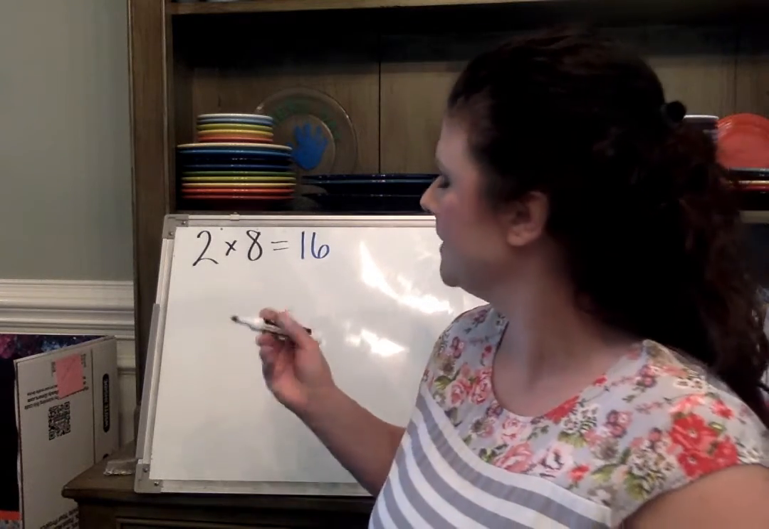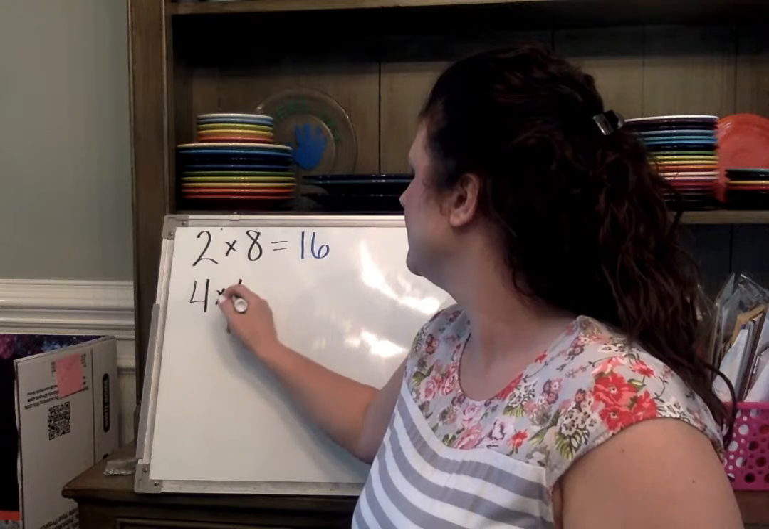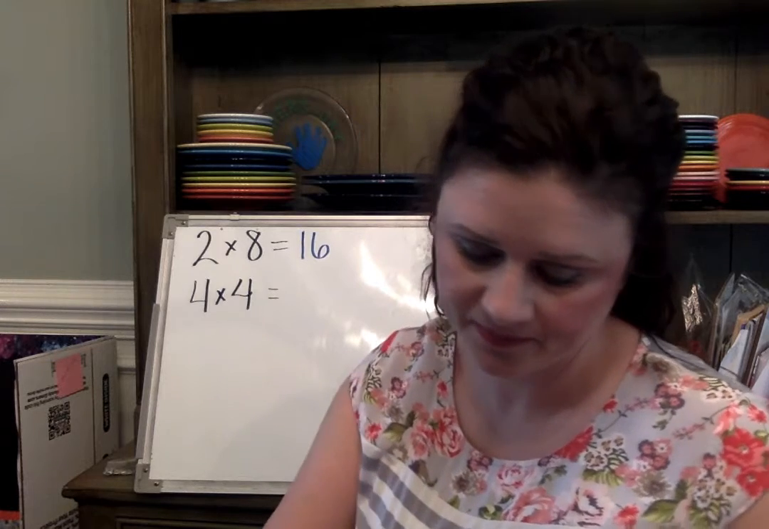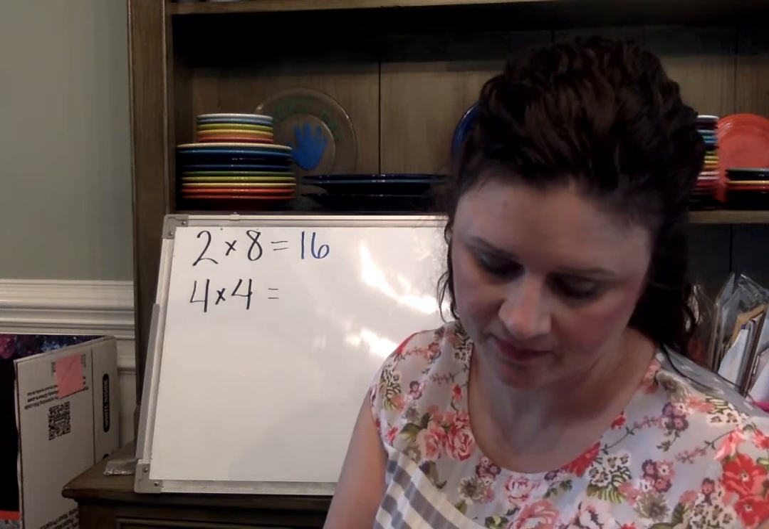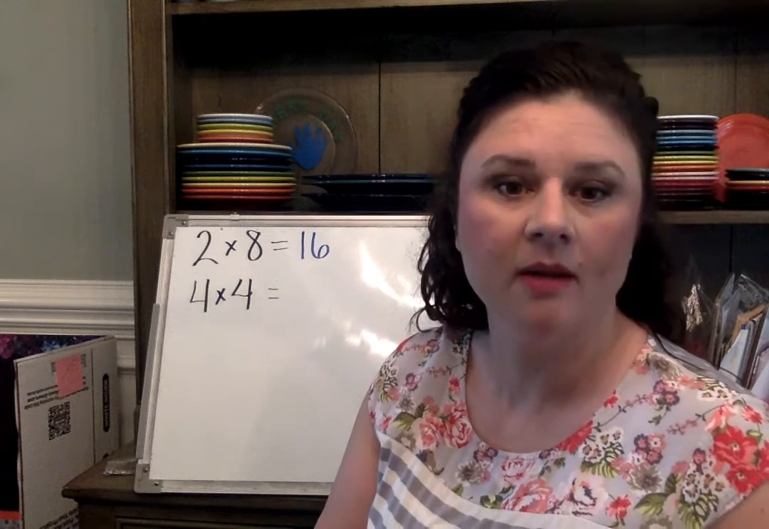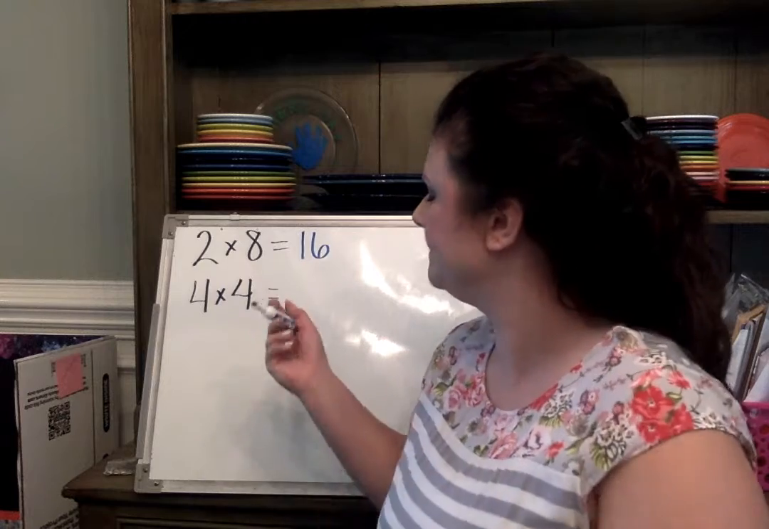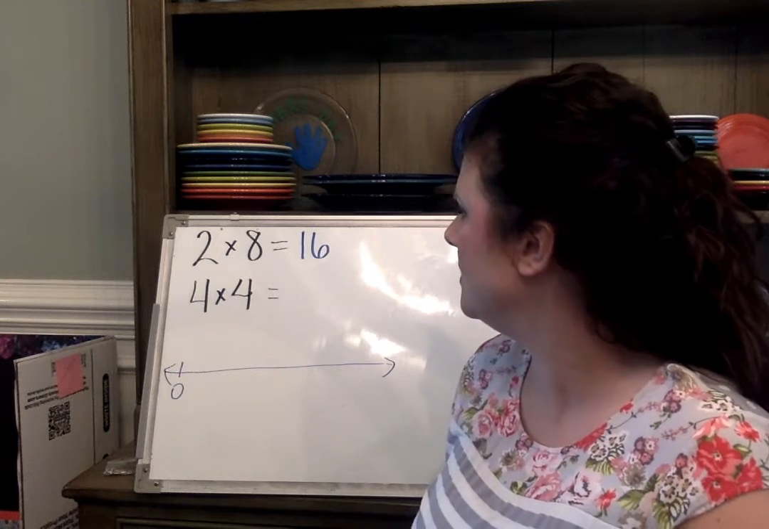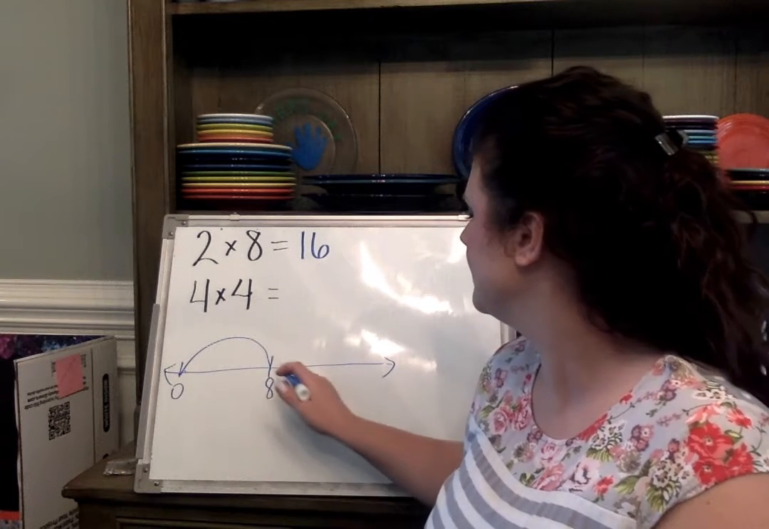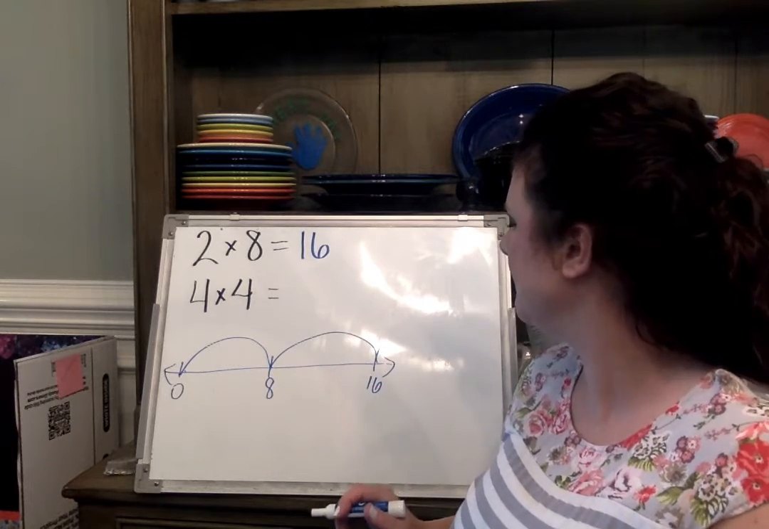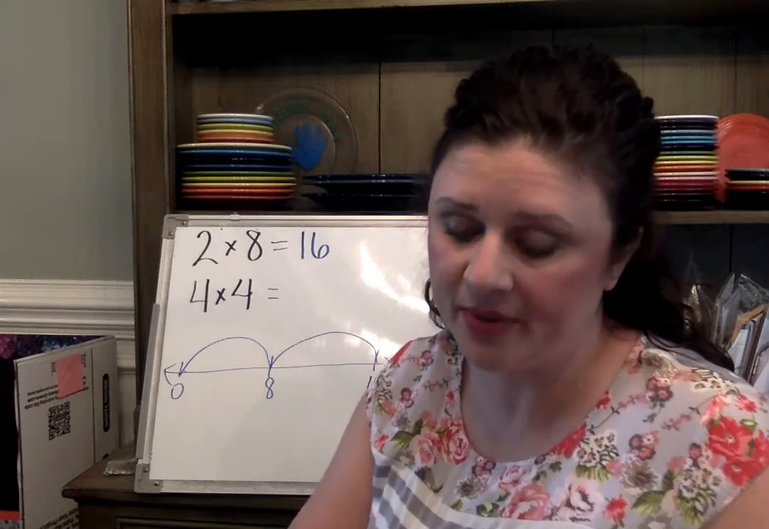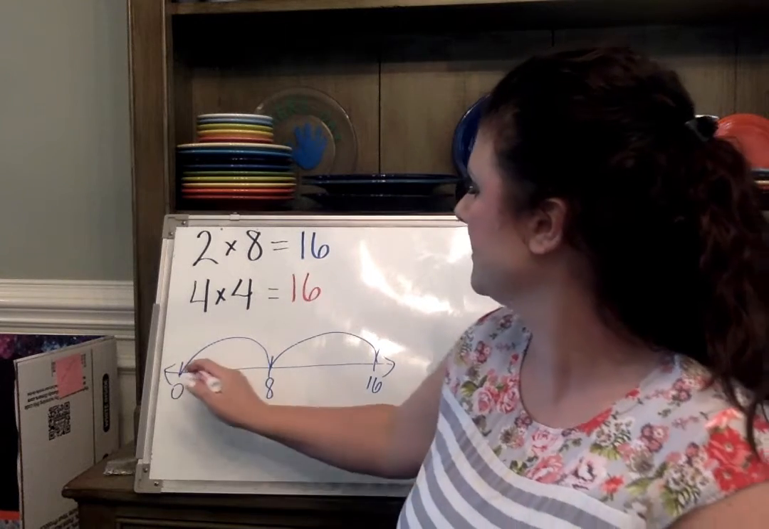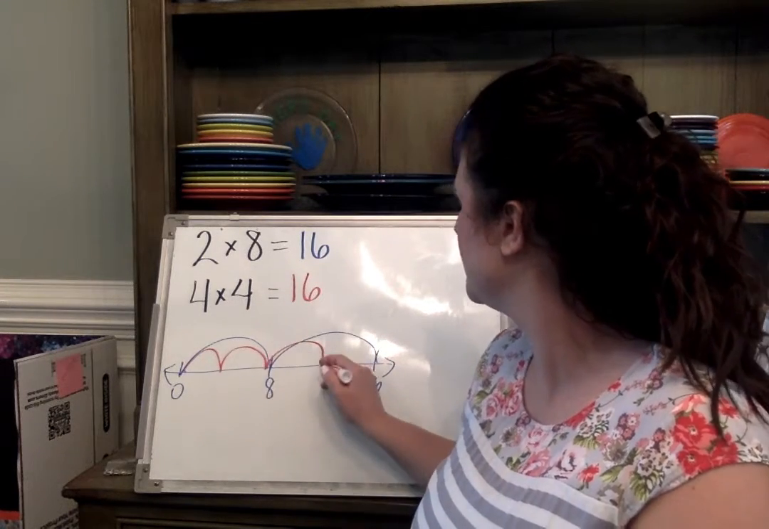What about 4 times 4? If you need to stop the video now, please do. Well, I already knew that 2 times 8 was 16. And I'm just drawing a number line so I can show you my thinking. 8, 16. Because I knew 2 times 8 was 16, I knew 4 times 4 was also 16. 4, 8, 12, 16.